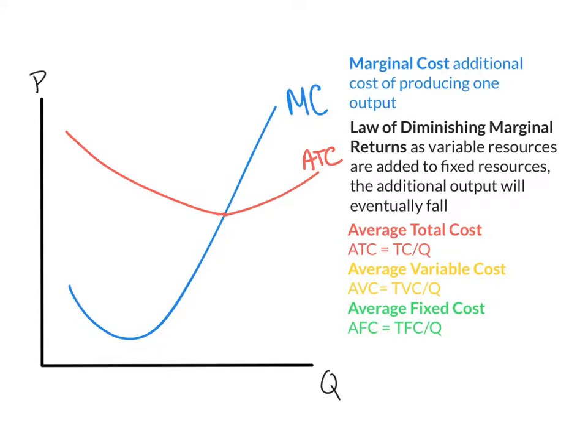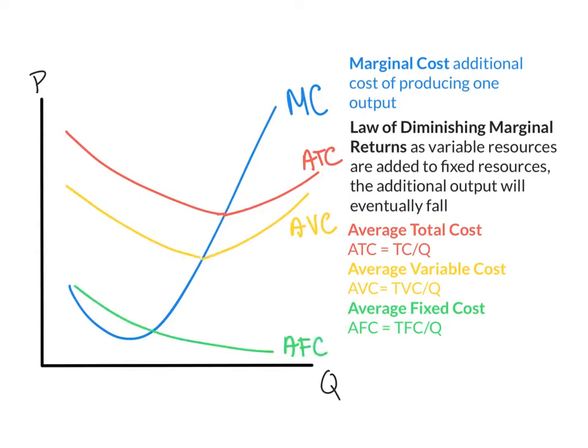So the ATC curve tends to look like this parabola-ish curve because it's related to the marginal cost. When ATC is above the marginal cost, it's going to be decreasing because when the marginal cost is below the average total cost, it's going to pull it down. And then its lowest point intersects with the marginal cost curve, which is very important because after that, marginal cost is greater than the average total cost. So the average total cost is going to start increasing.